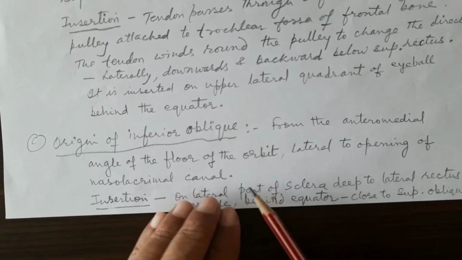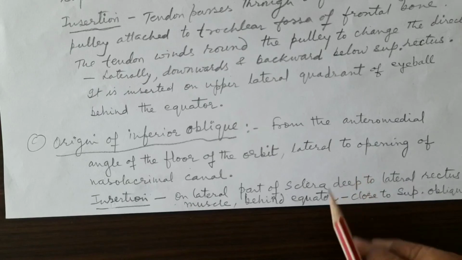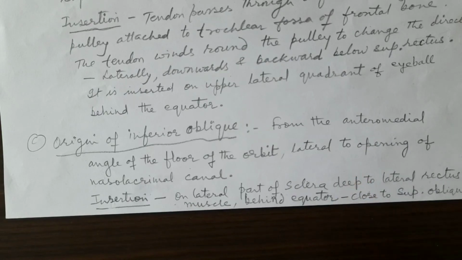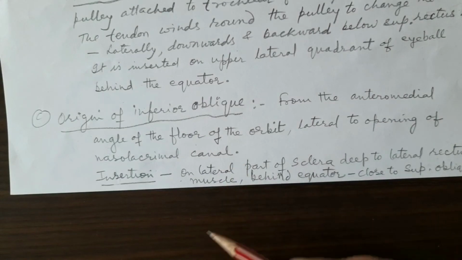Angle of the floor of the orbit, it is attached, and then lateral to the opening of the nasolacrimal canal, okay, that was a groove for the lacrimal sac, and then below that there was a canal, the nasolacrimal canal, where you can pass the probe. Just very close to it, lateral to it, there is the origin of the inferior oblique from the floor, and then this muscle will run posterolaterally below the eyeball.